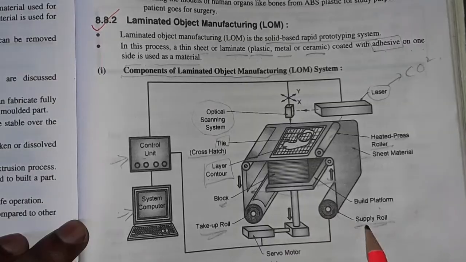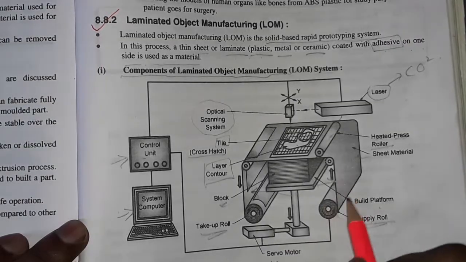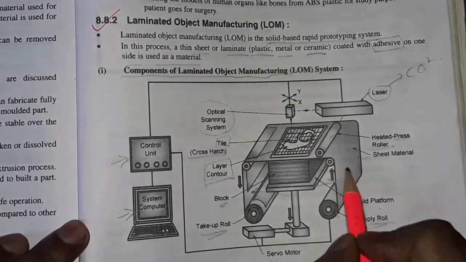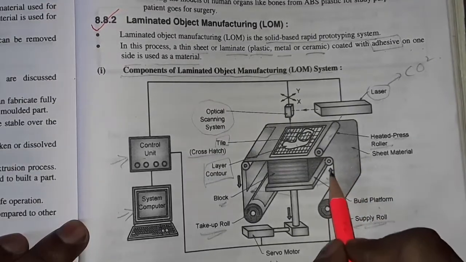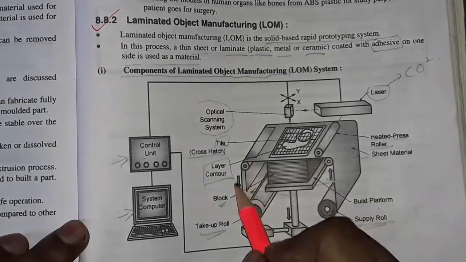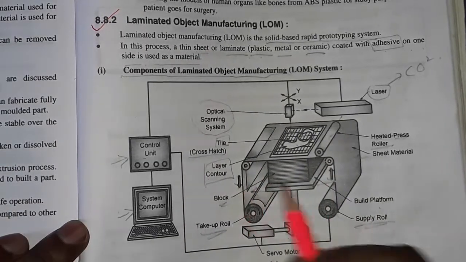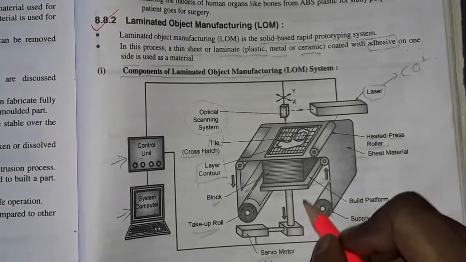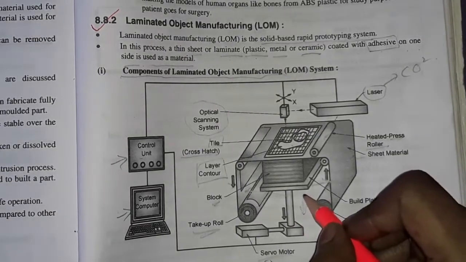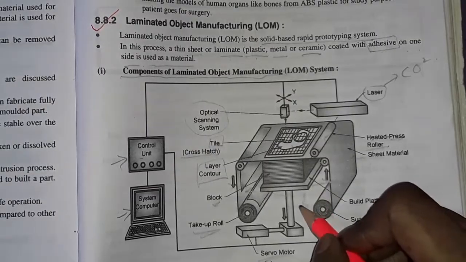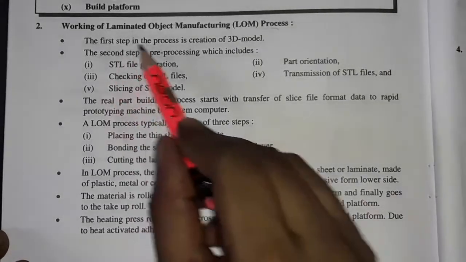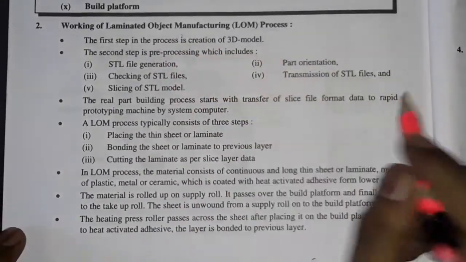Here friends, this supply roll supplies the material to the machine from this direction, and it goes to the take-up roll here. And this is the servo motor, which lowers the build platform by one layer thickness of the object. Now let's see the working of the laminated object manufacturing process.